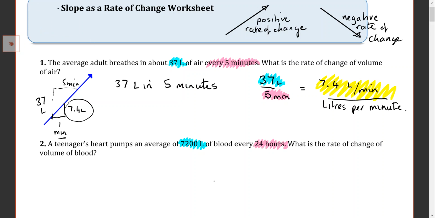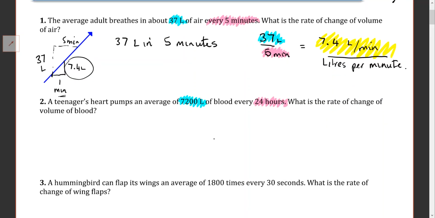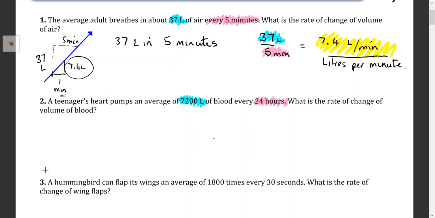So that would mean, if I were to draw my line for this next question, right, what I've got so far is it would be going up how far? 7,200 every 24 hours. But what do you think we need it in? 1 hour. That'd be good.